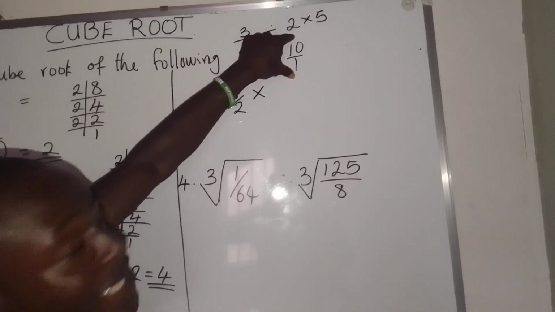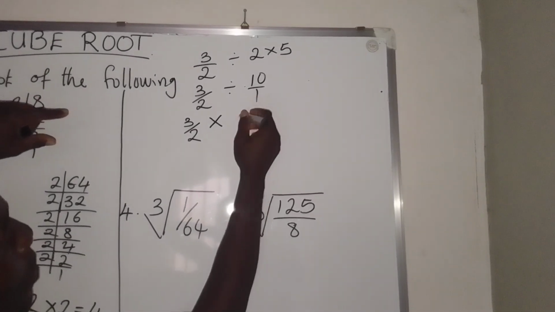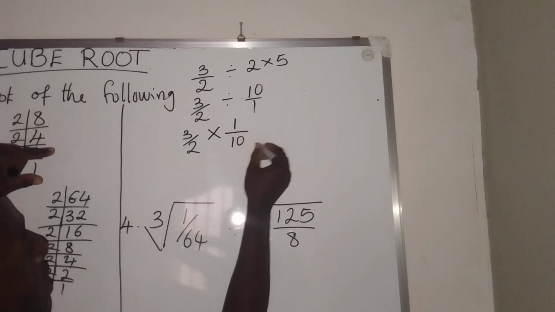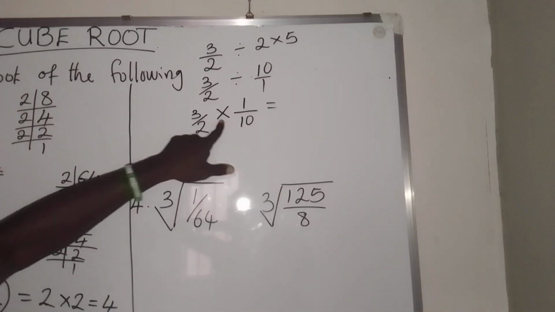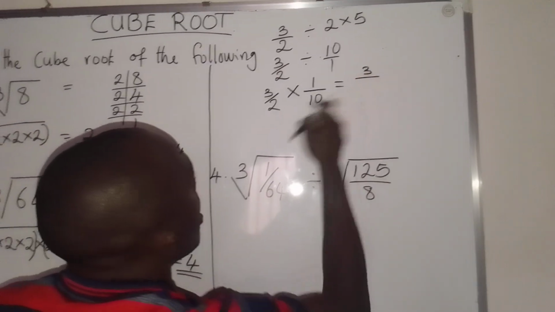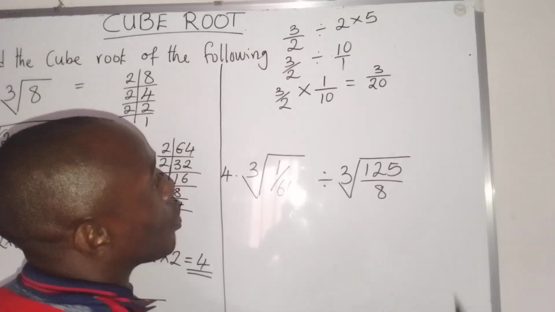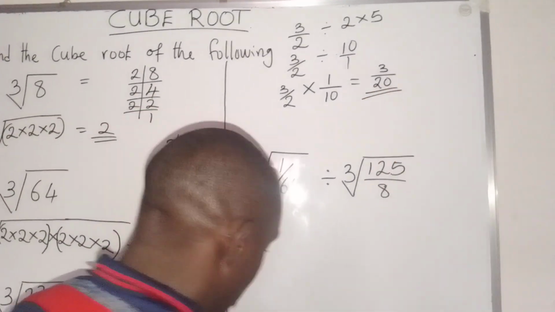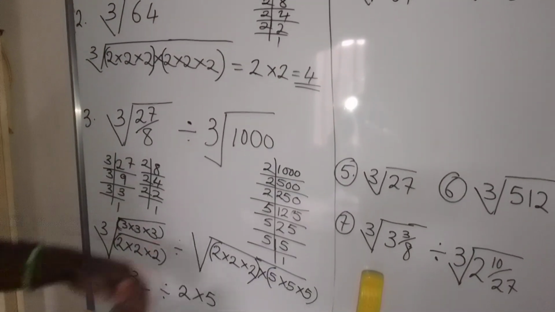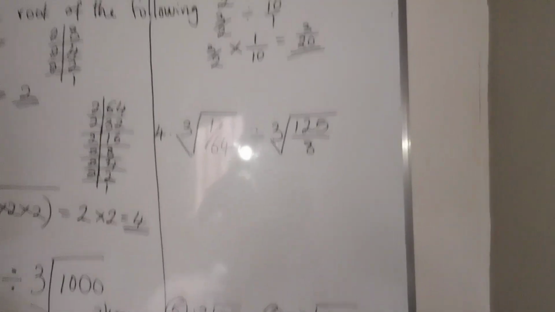Then something will happen to this 10 all over 1. The 1 will go up and the 10 will come down. So my 1 going up is 1 over 10. So therefore, we have done the reciprocal. So 3 times 1 will give us 3, 2 times 10 will give us 20. There's no number that can divide both of them, so this is our final answer. So the cube root of 27 over 8 dividing the cube root of 1000 will give us 3 over 20.